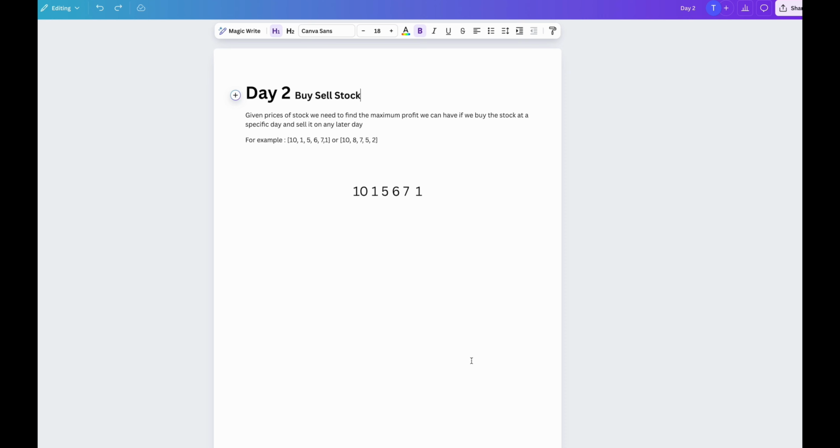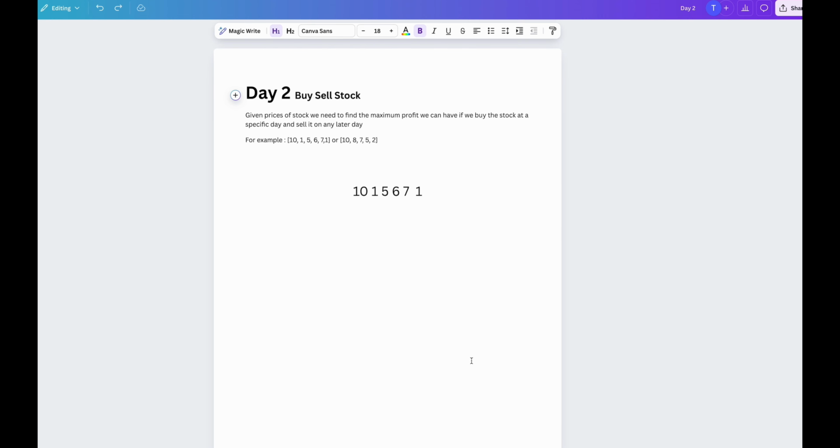As an example, I have taken two arrays for understanding it better. In the first array, we have the maximum profit of 6, and we'll go through how it results in 6 in a minute. And in the second array, we will not have any maximum profit because we don't have any two days where we can buy at the lowest price and sell at the highest price.